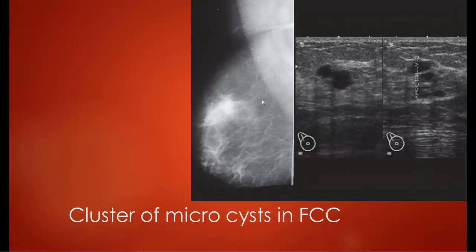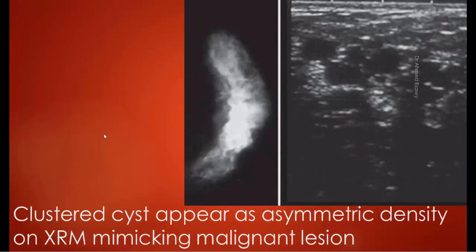Cluster of microcysts in fibrocystic change presents as an area of asymmetric density in the mammography, circumscribed, partially circumscribed, partially ill-defined. This is clustered microcysts in fibrocystic change in ultrasound, presenting as asymmetric density in mammogram, mimicking a malignant lesion, partially circumscribed.